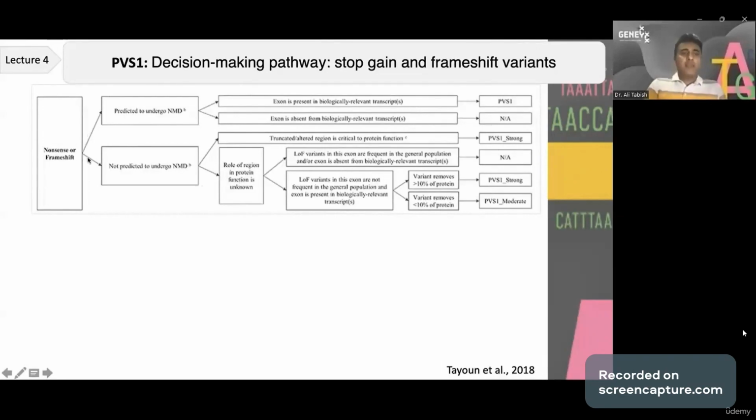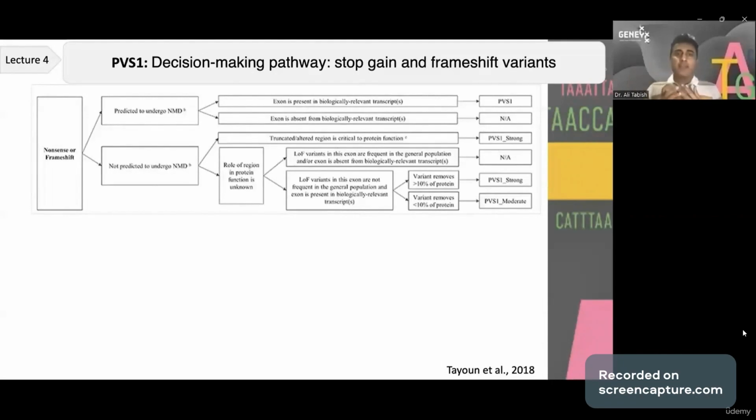And next, for nonsense or frameshift variants not predicted to undergo nonsense mediated decay, we have to check whether the truncated region is critical to the protein function. I will go through where we can see this information, like whether this region of the protein is critical to the protein function. If we decide, yes, this loss of function variant is affecting a critical part of the protein, then we will apply PVS1 strong, even though it's not undergoing NMD.